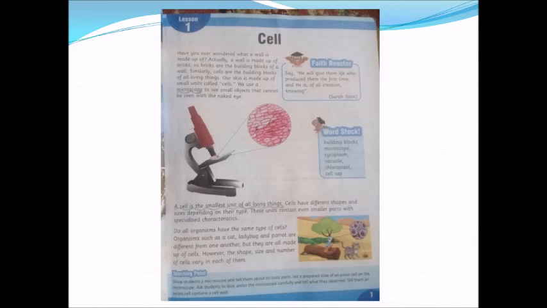For example, the cells of your skin are different from the cells of your hair, and the cells of your hair are different from the cells of your stomach. So they are different in shape, size, structure. Similarly, the cells of a human being will be different from those of a cat. Cells of a cat will be different from that of a ladybug or a parrot.